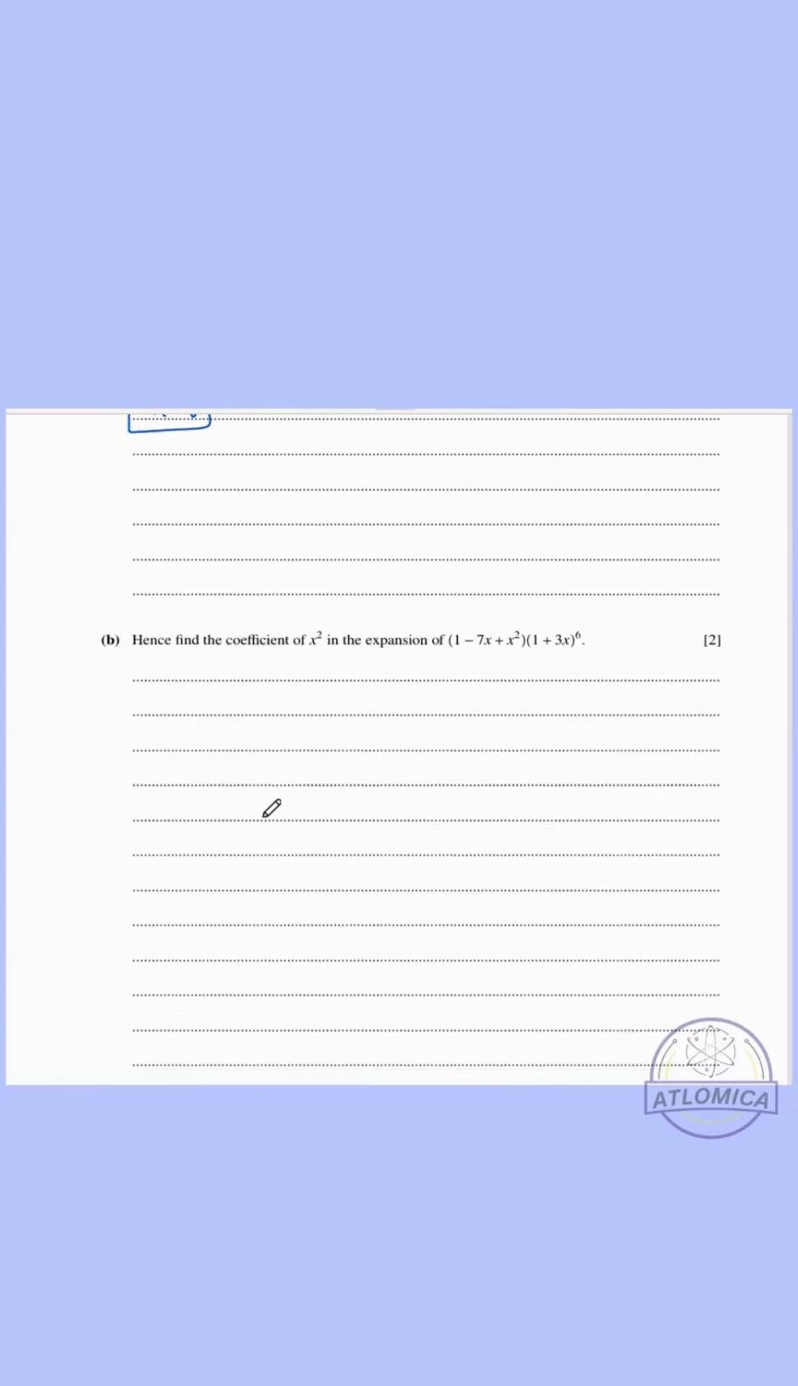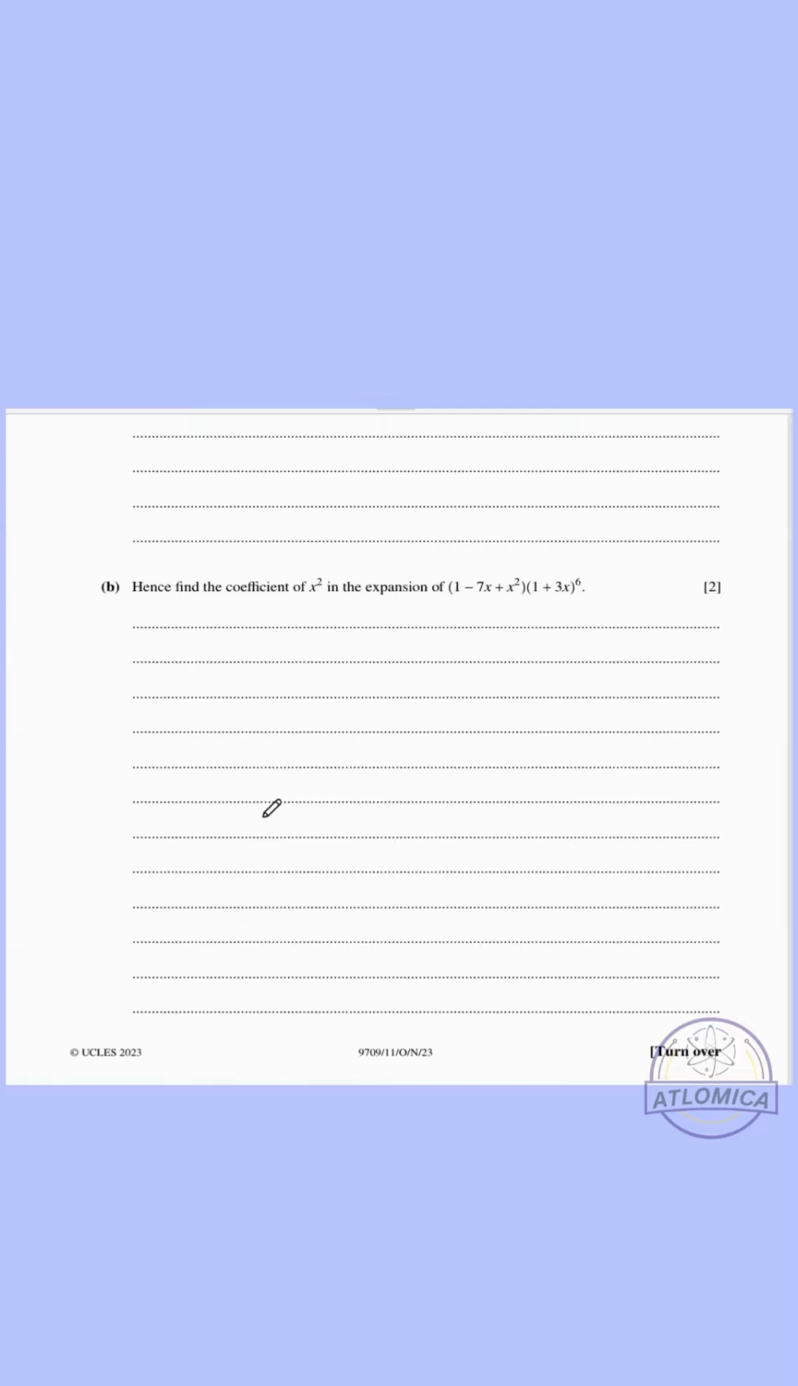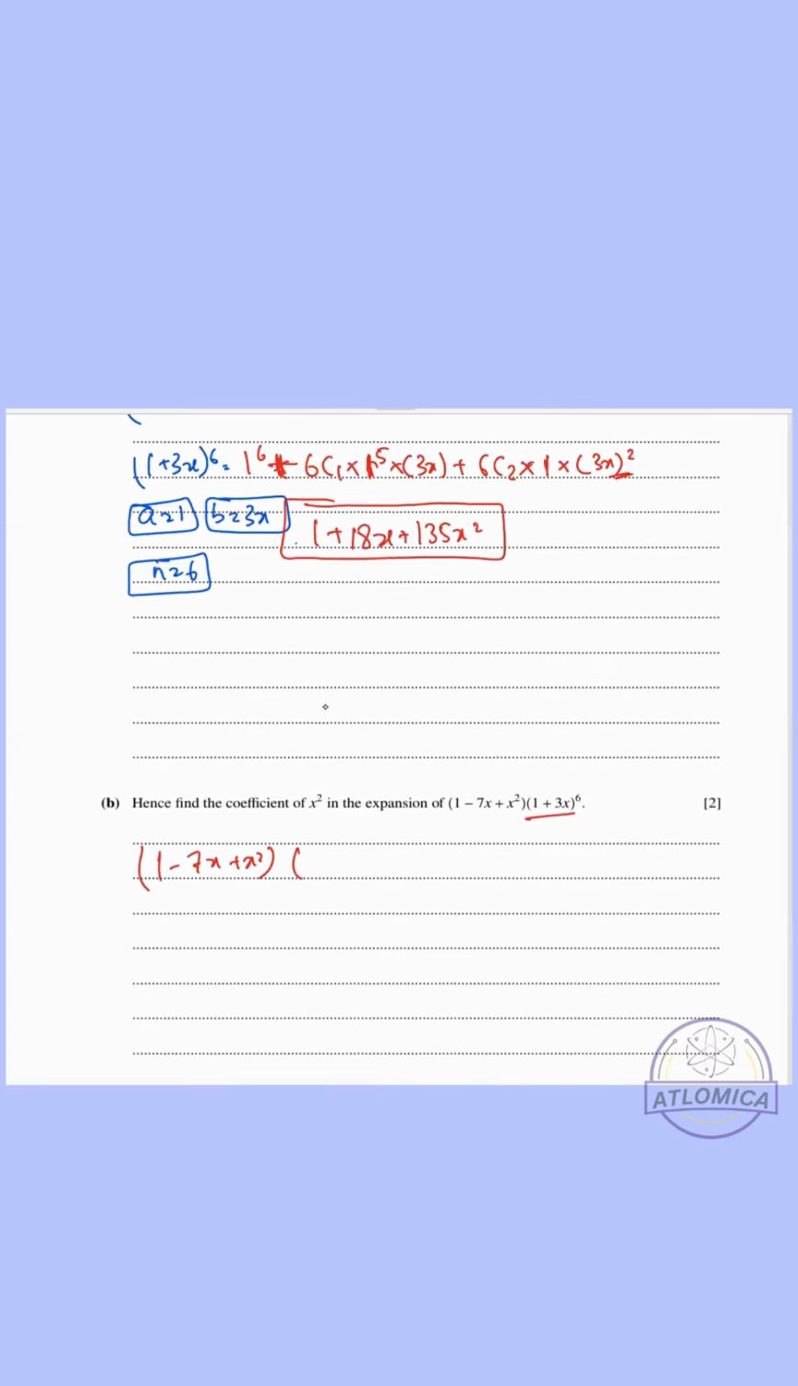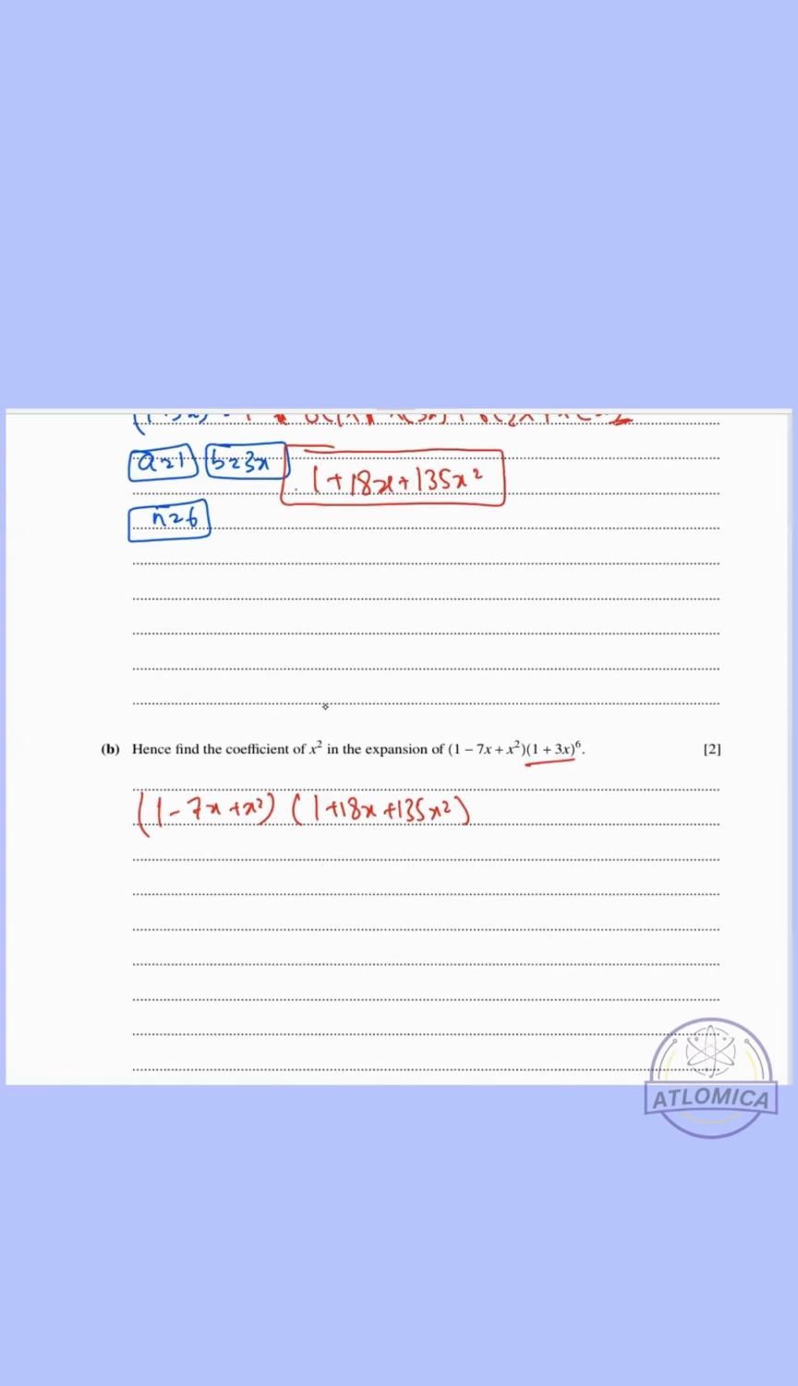Let's try to solve the b part. Hence, find the coefficient of x squared in the expansion of this. I can see 1 minus 7x plus x squared, and this is from our previous part a, and the question mentions the word hence. So we have to use our answer from the previous part, which is 1 plus 18x plus 135x squared. We don't need to expand it to the power of 6 because it just needs us to find the coefficient of x squared.